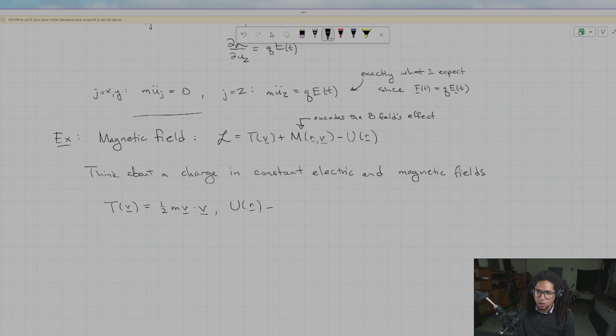When we write U down, it's going to be the exact same thing that we just did: minus q E dot r. Good. Now, what is M? This is sort of a strange one. M depends on both r and v, and it's given by q times v dot A, where A is the magnetic vector potential.